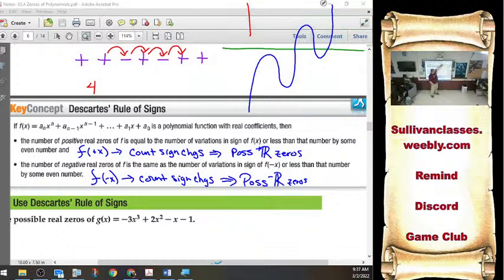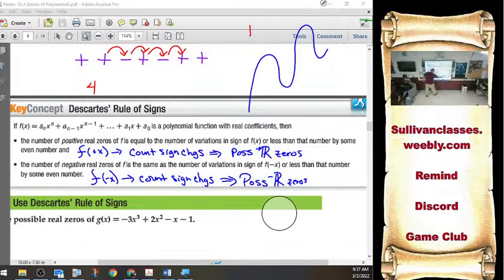So there's 5 real zeros. Now there's 3 real zeros and 2 imaginary. Now there's 1 real zero and 4 imaginary, because they always happen in pairs.